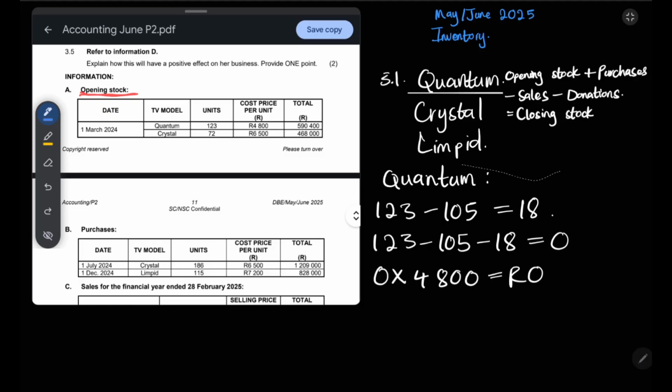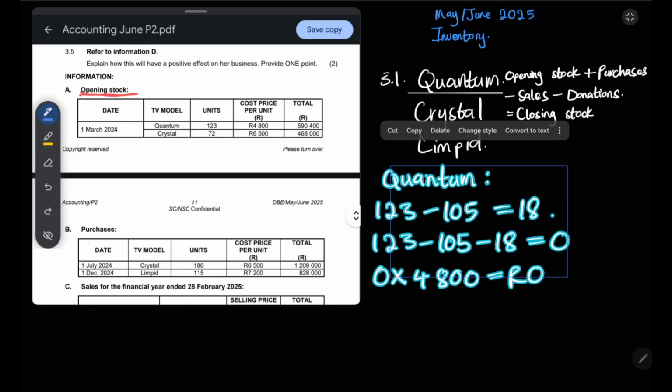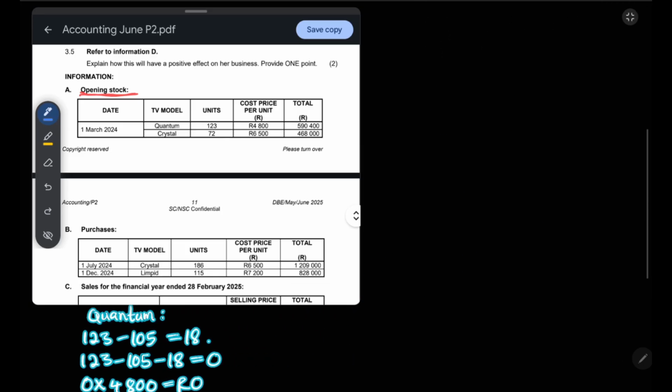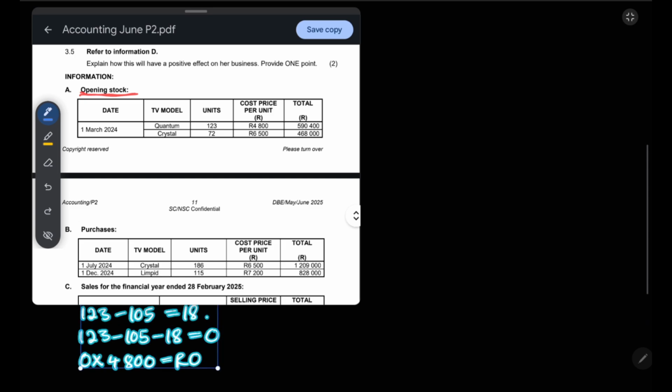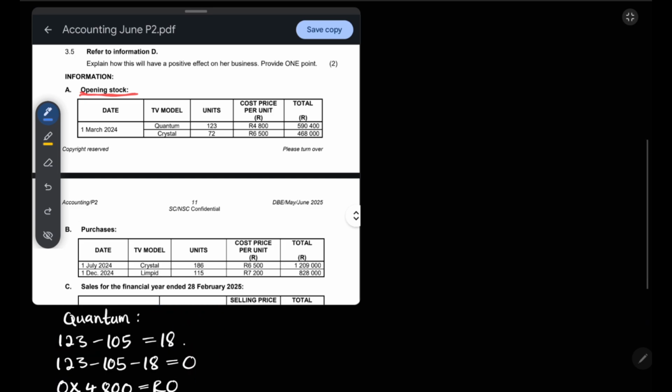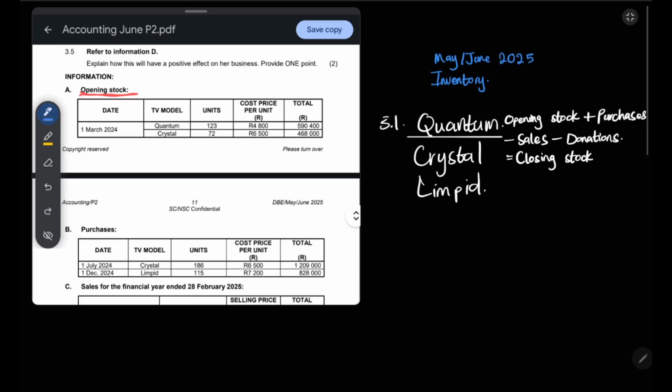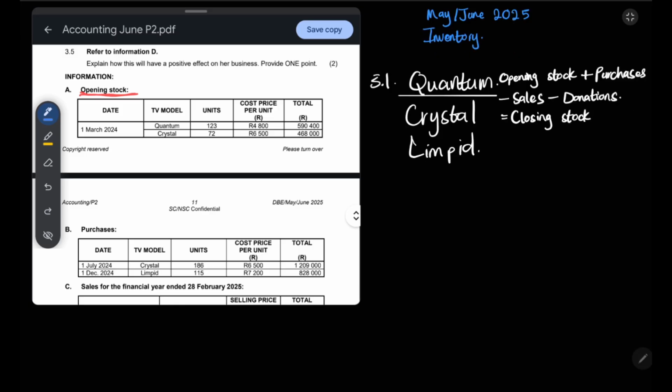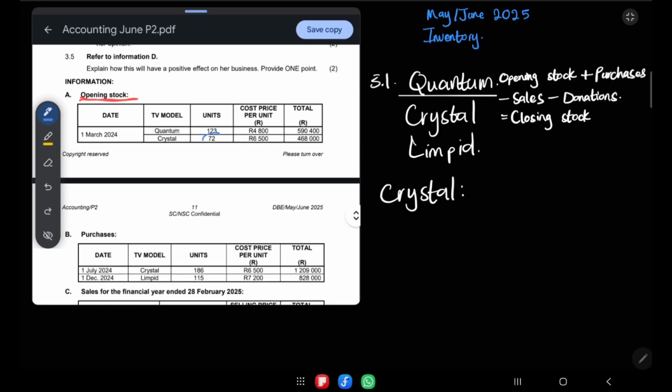So let me take this information right there under all of that. Okay, now we're done with Quantum units, right? Now let's move to Crystal. What do we have? We have to look at our opening stock. For Crystal, we had 72 units. So we have to say 72 as our opening stock.